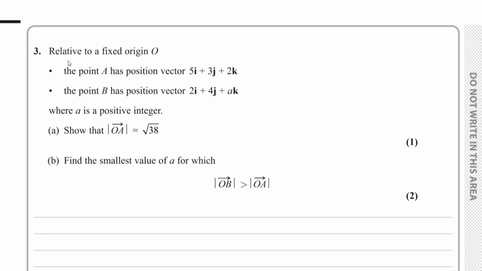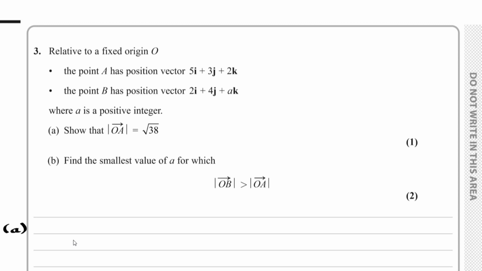Question number 3. Relative to a fixed origin O, the point A has position vector 5i plus 3j plus 2k. The point B has position vector 2i plus 4j plus ak, where a is a positive integer. Part A, we have to show that the absolute value of OA is equal to the square root of 38.